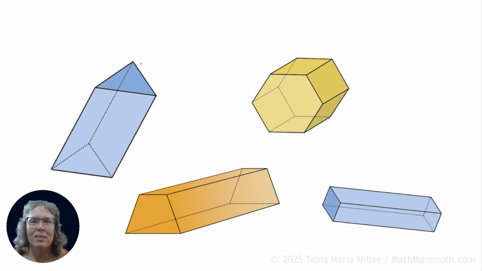In this lesson we're gonna talk about prisms and cylinders and find their volumes. First of all, what is a prism? What is its definition? In a prism we always have a polygon as a base and an identical polygon as the other base. And then those two are connected by faces, which are either rectangles or parallelograms.